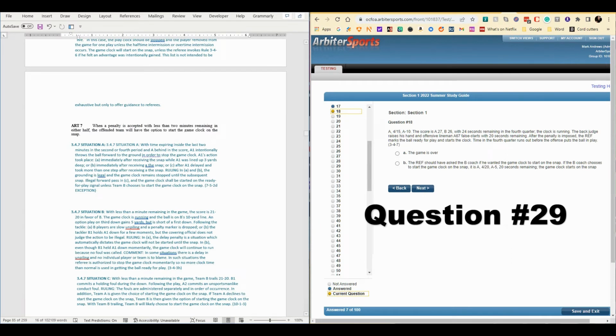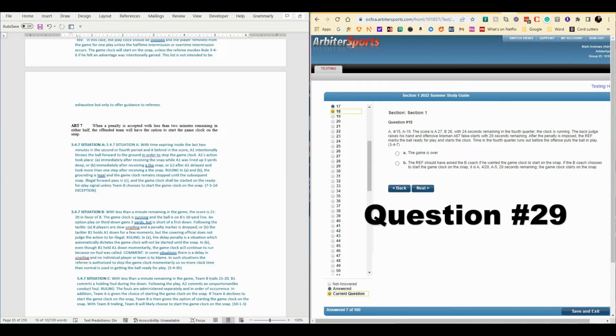Question number 18. A, 4th and 15 at the A10. The score is A 27, B 26. With 24 seconds remaining in the fourth quarter, the clock is running. The back judge raises his hand, and offensive lineman A67 false starts with 20 seconds remaining. After the penalty is enforced, the referee marks the ball ready for play and starts the clock. Time in the fourth quarter runs out before the offense puts the ball in play.